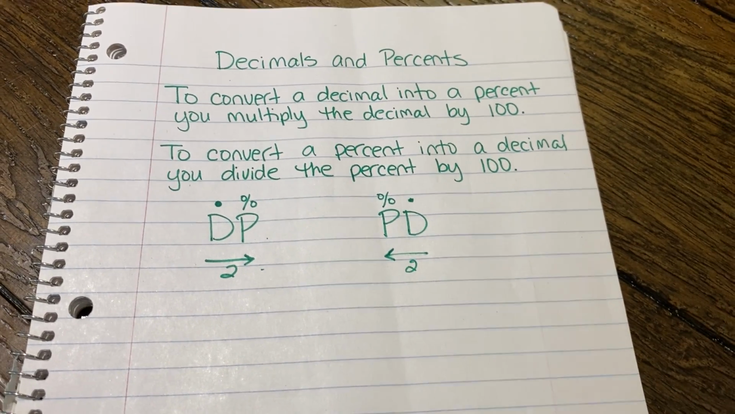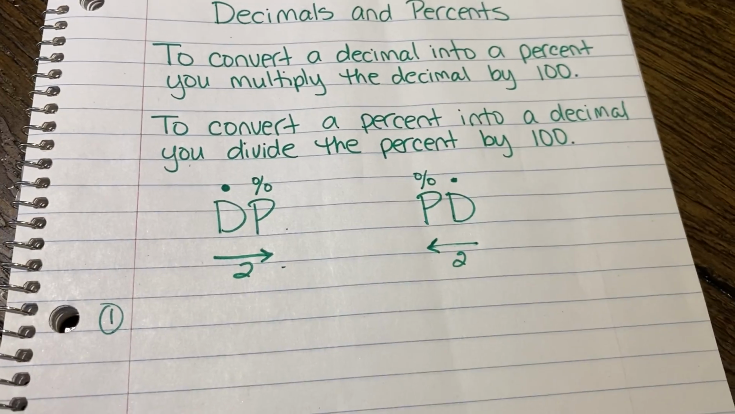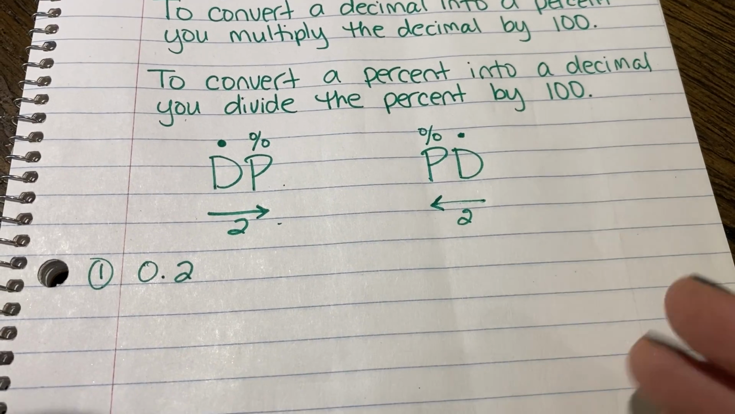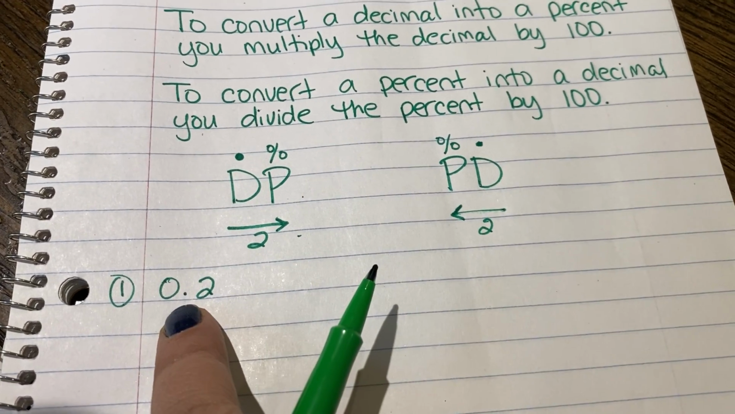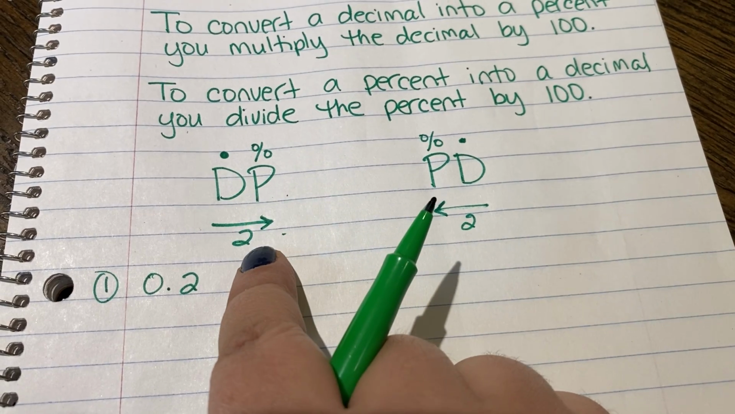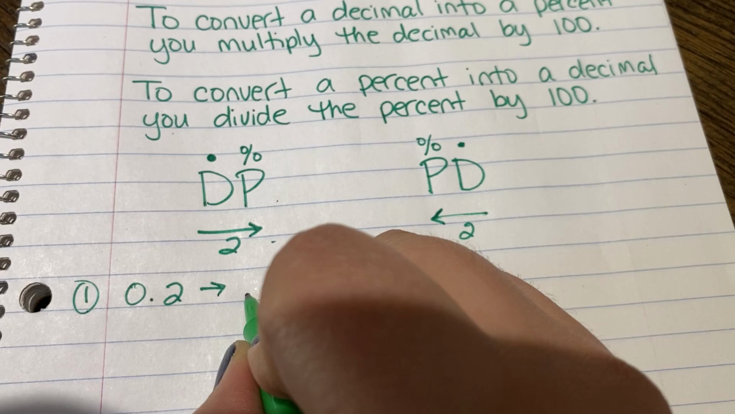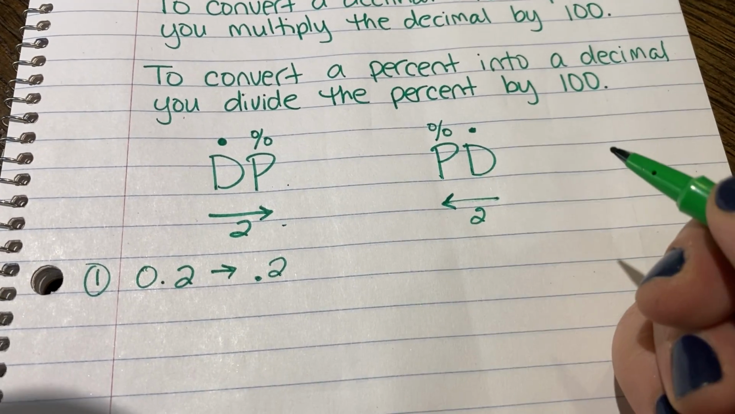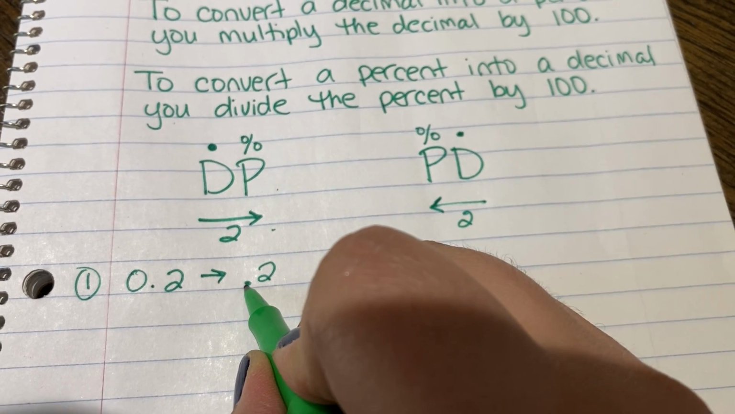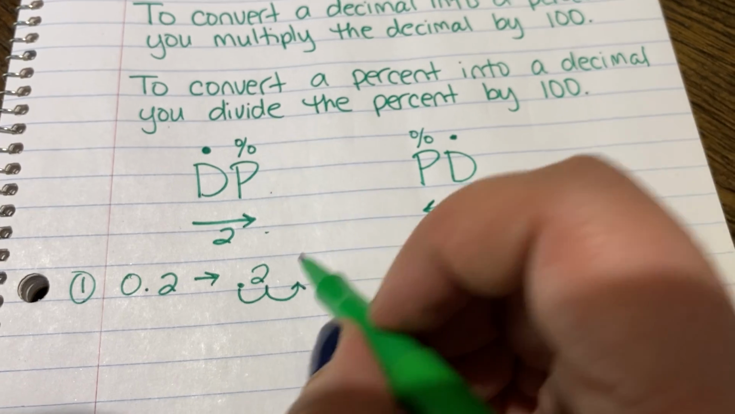The first thing we're going to start off with is our decimals. Our first example is 0.2, or 2 tenths. Again, we're starting with the decimal, so we're changing the decimal into a percent, so we're going to move the decimal 2 place values to the right. So we start with the decimal 0.2, and we move it 1 place, 2 places to the right.